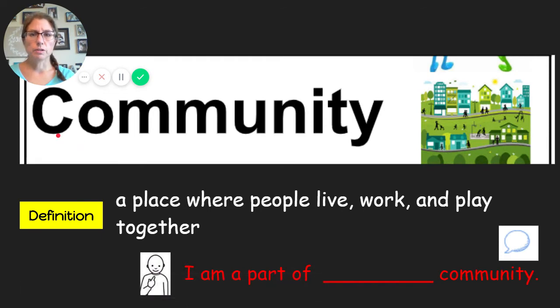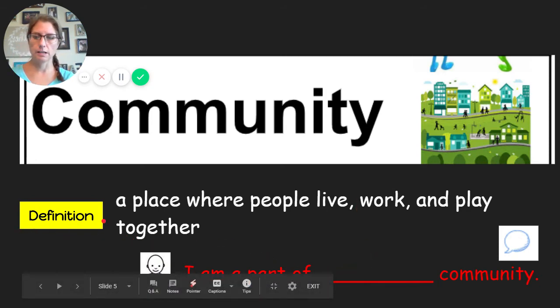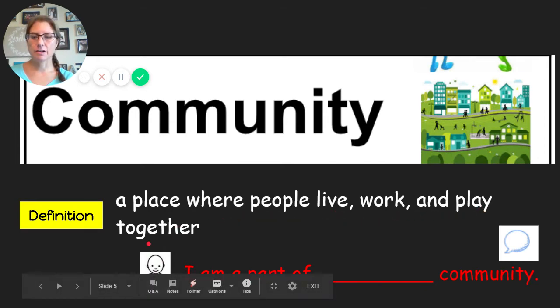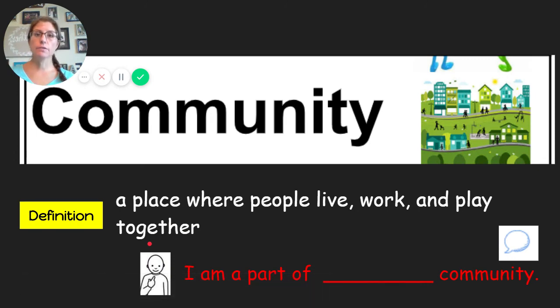Let's say the word community one more time together. Community. Good. Kiss your brain. You're helping your mind remember by saying the word. Let's read the meaning, the definition. Look at the screen where the red dot is. A place where people live, work, and play together. A community is a place where people live, work, and play together.